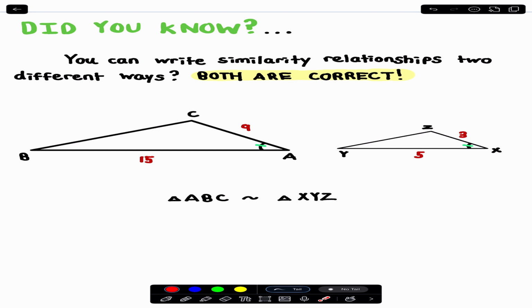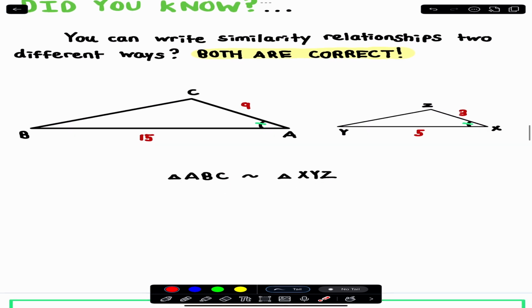So over here, we have two triangles. I'm going to show you how you can write out the ratios in two different ways, and both of them would still be correct. The main idea, though, is as long as you're being consistent, it doesn't matter how you write out the ratios. As long as you're consistent, it will be correct. All right, let's take a look.